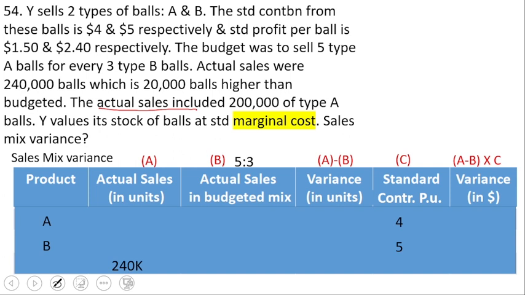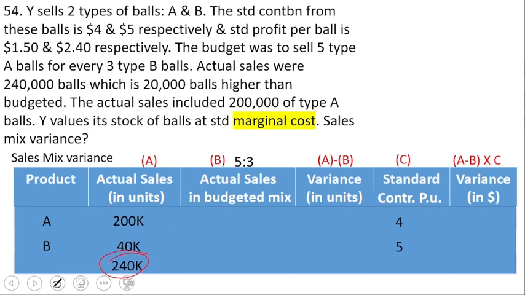The actual sales included 200,000 of type A balls. Okay, so type A balls is 200,000, which means that the balancing figure will be 240,000 minus 200,000, or it is 40,000 units for product B.